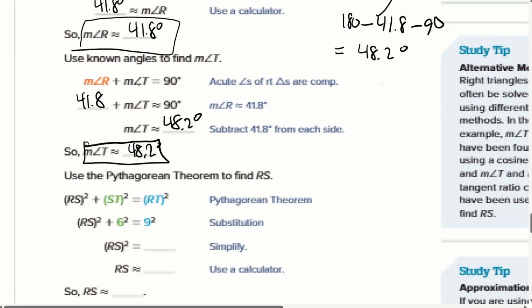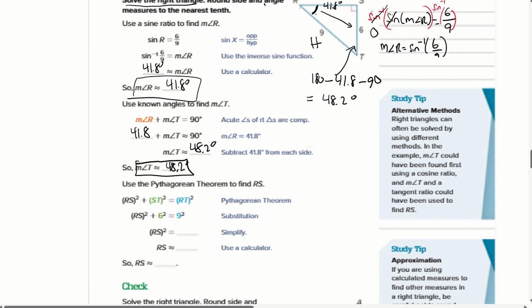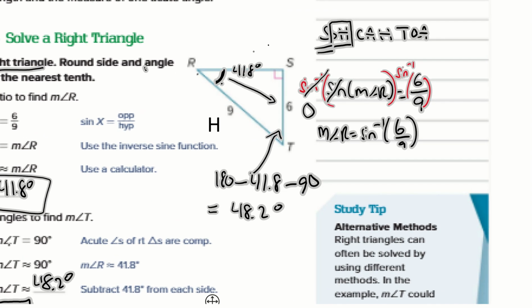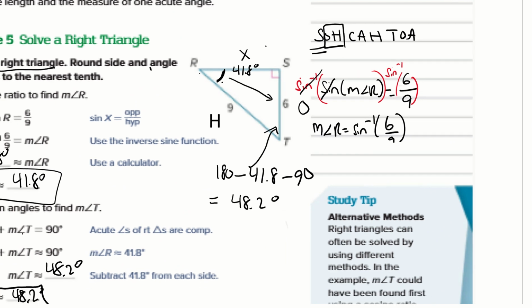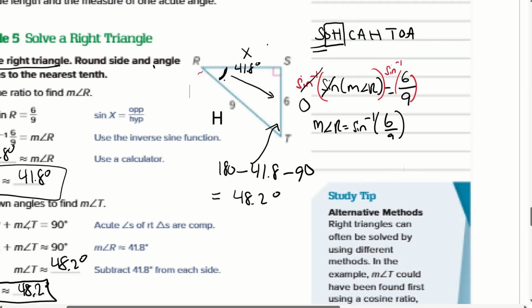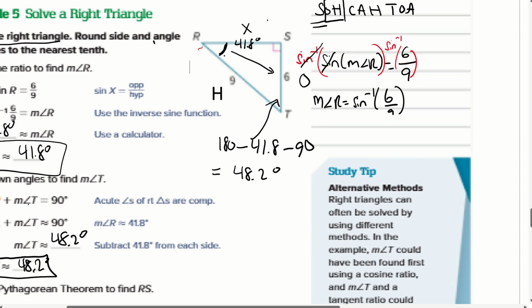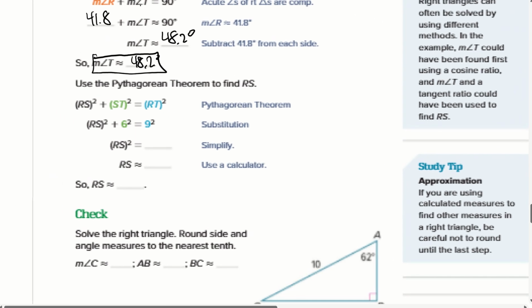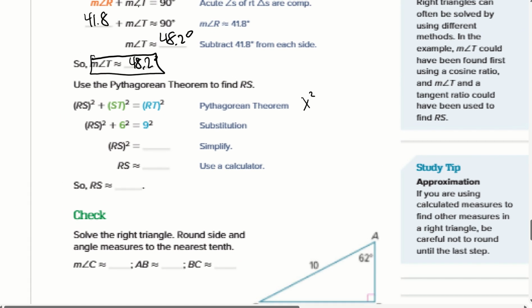All right, so now if we want to get this side, let me call it x, we're going to use the Pythagorean theorem on this right triangle. So a squared plus b squared equals c squared. That's what we're going to do to get x. So we have x squared plus 6 squared equals 9 squared.